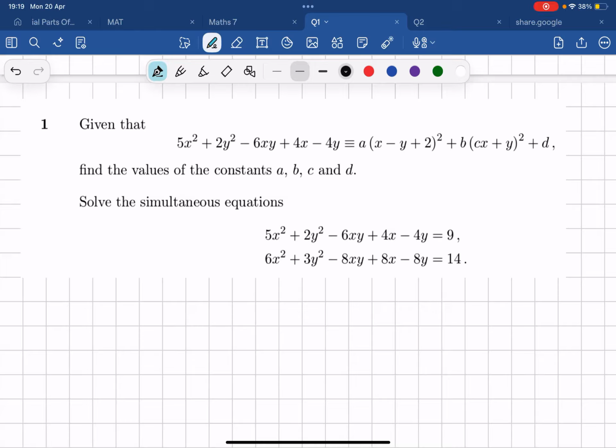Yes, guys, today we've got question 1 from the 2010 Step 1 paper. We're given an equation and we need to find the values of a, b, c and d. So that's this part here.